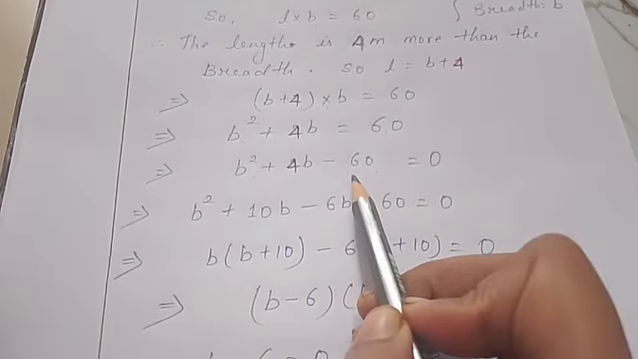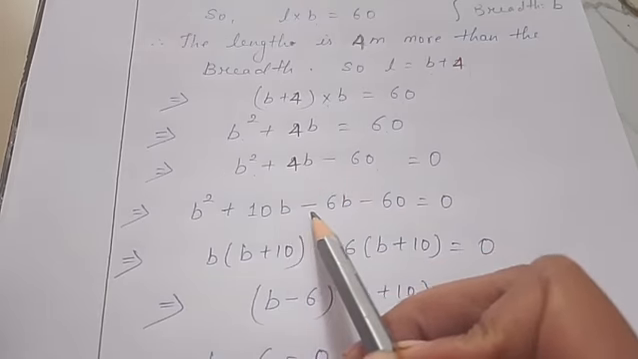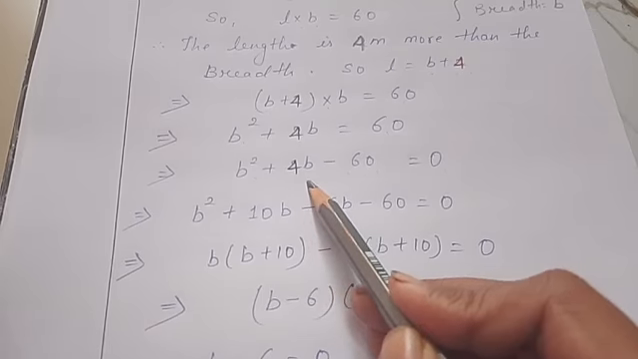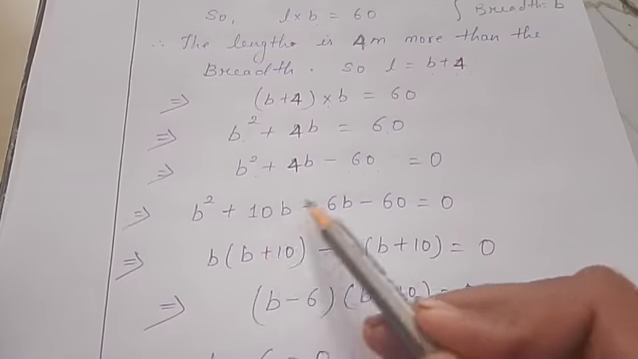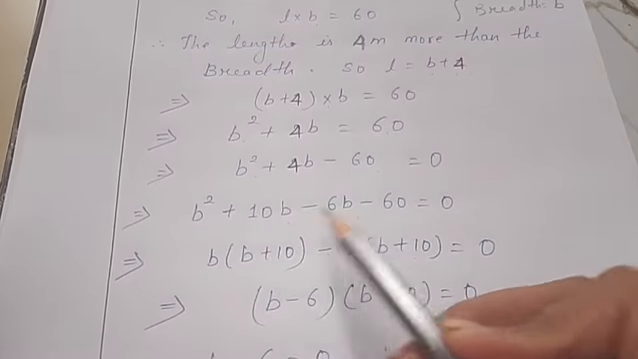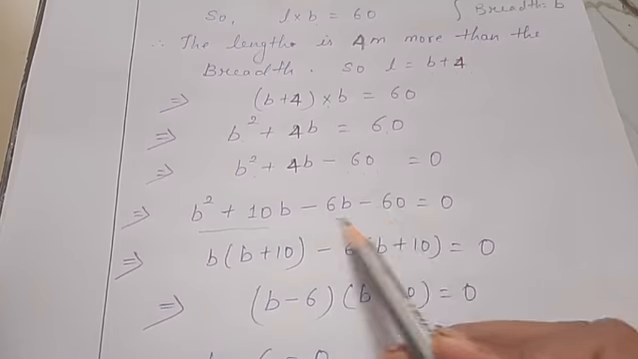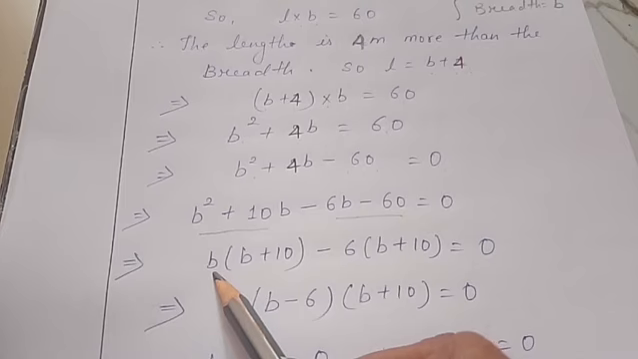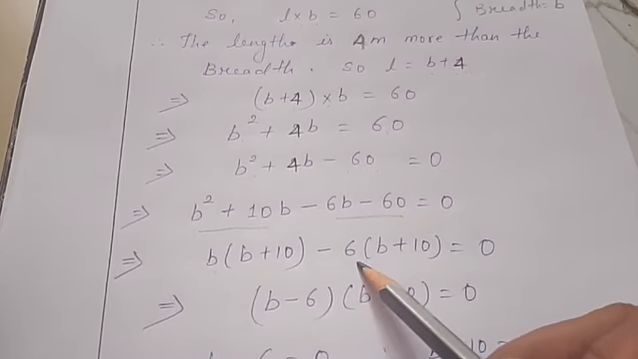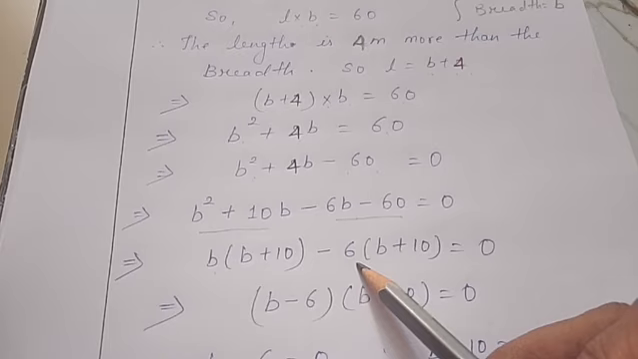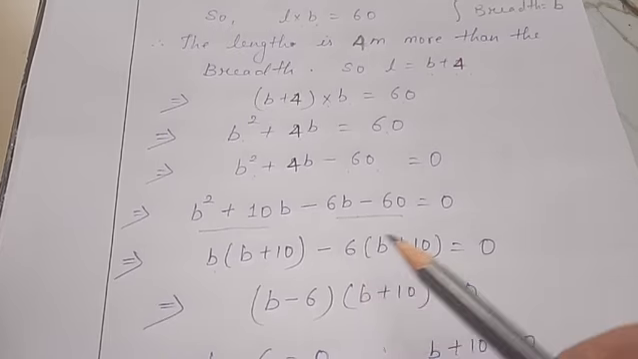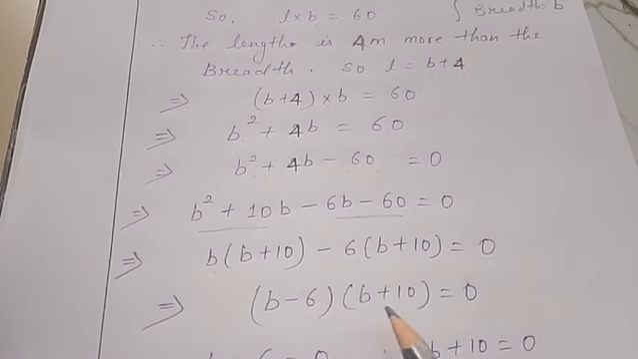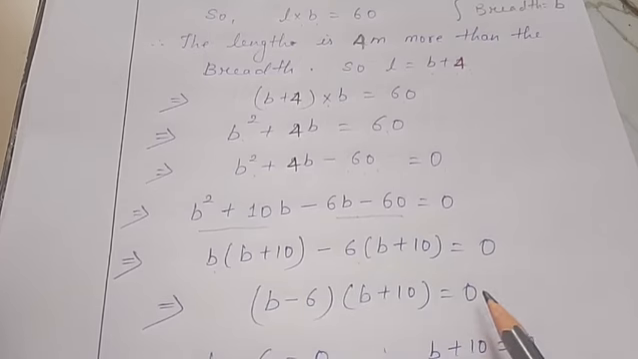Now factorize. I'll use the splitting by middle term method. Try to split 4b into plus 10b minus 6b. Now group the terms. In the first group, b is the greatest common factor. In the second group, 6 is the greatest common factor. Take common b plus 10, so that b minus 6 into b plus 10 is equal to 0.